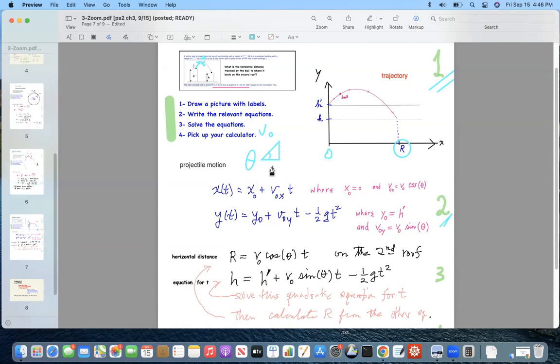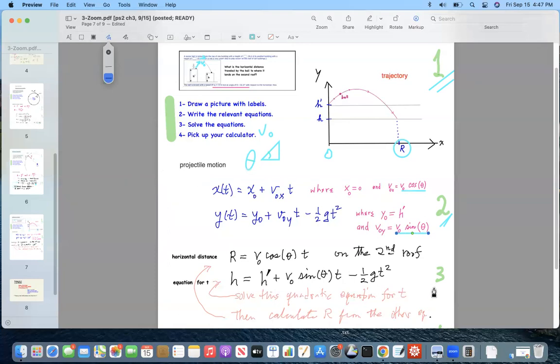And x is adjacent to theta. So the x component will be the hypotenuse v0 cosine theta. And y is the opposite to the angle theta. So the y component will be the hypotenuse v0 times the sine of theta, using trigonometry. Cosine is the side adjacent to the angle, sine is the side opposite to the angle. So that's step 2, is to write down the equations.